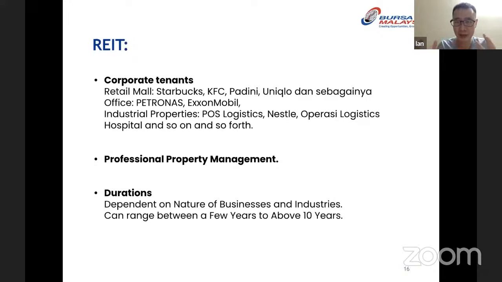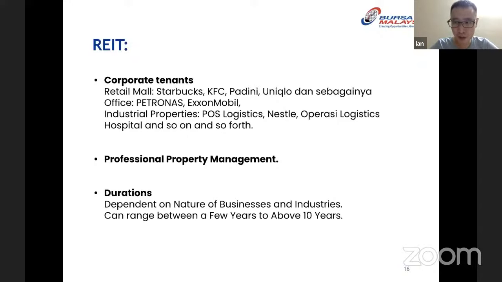So what I'm saying here is that when it comes to REIT, the type of tenants that we are dealing with are corporate tenants. So when it comes to property management, of course, it's going to be very professional. It's a lot more professional than, you know, us self-managing our own property. For us, we just manage property by ourselves, or even if we outsource, we are just outsourcing to a small property firm. However, when it comes to dealing with multi-billion-dollar or multi-million ringgit properties, of course, they are going to engage professional property management companies to manage these buildings.